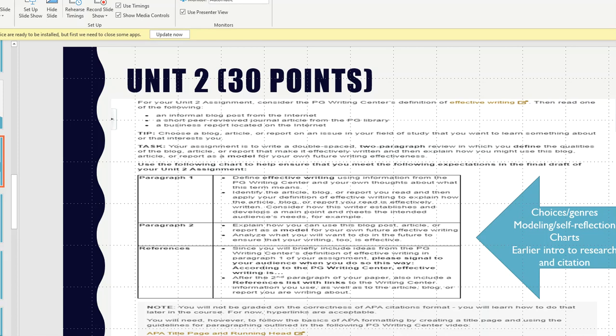So what they're going to do is go to the Writing Center, look at the definition of effective writing, and use that as a really brief beginning to this assignment, give it credit, and then cite it at the end of the paper in a brief reference that does not have to be in perfect APA format. We let them know early on that they can use an informal format for citing it as long as they cite it, and that they're not really going to be graded on how perfect APA is with their citations.